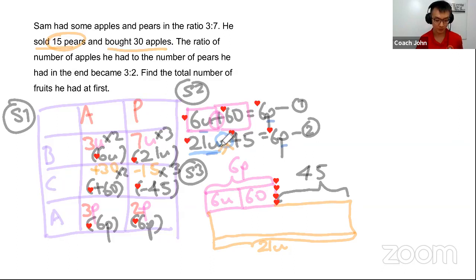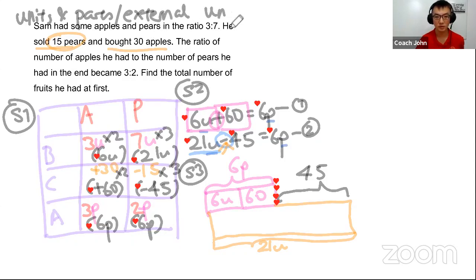Okay. So is making parts equal to each other applicable only when both changes? Yes. This is the units and parts concept. Units and parts, and it means external unequal change.